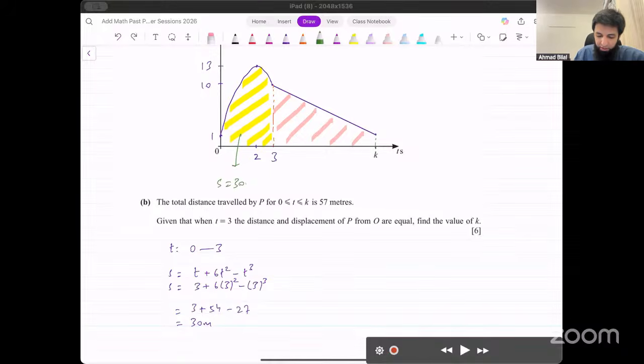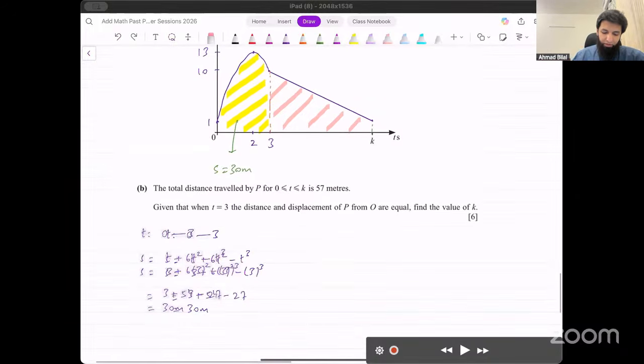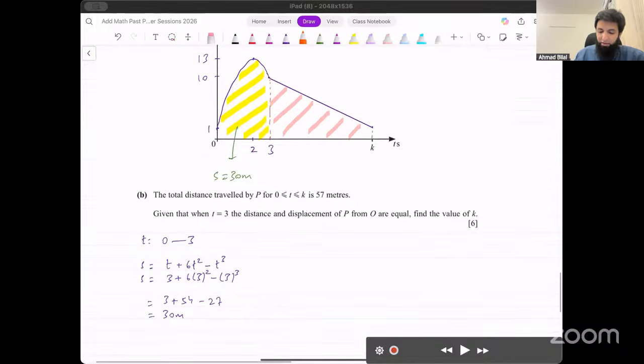Now, what about the next part of the journey? We can use the area of trapezium formula for that. What's the area of this trapezium? We already figured out this value is 10, right? The problem is we don't know the height of the graph at this point.